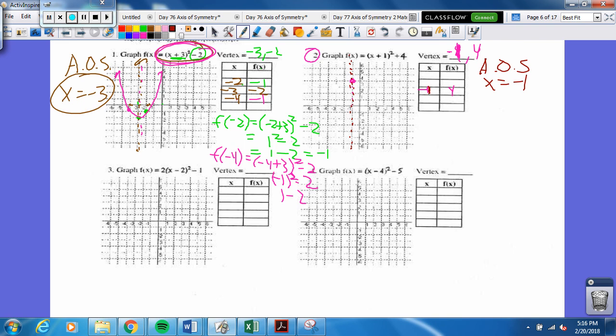Well, you see the negative 1 here. I'm going to go to the left and the right, so that would be over here and over here. So that's 0 and negative 2. Those are the x. What am I going to do? Plug in to find the y. Okay, let's see what we got.